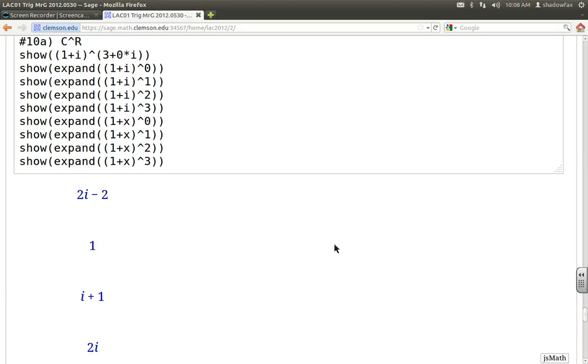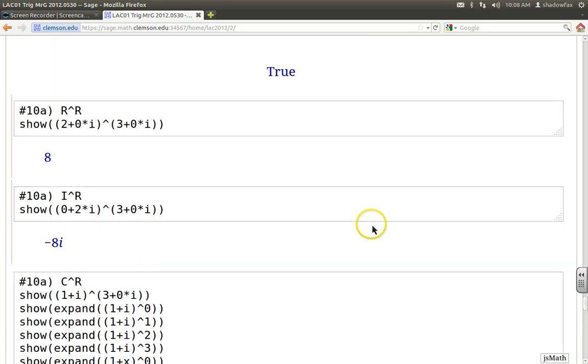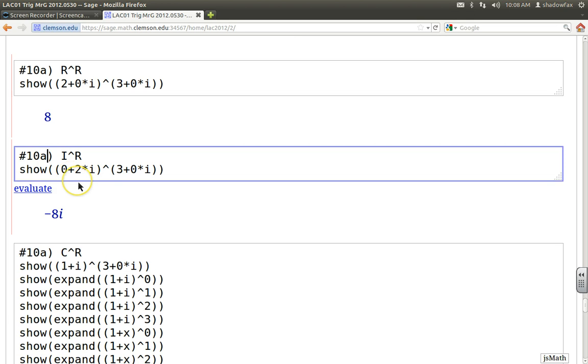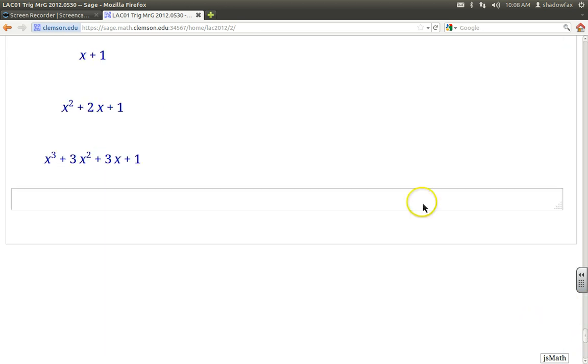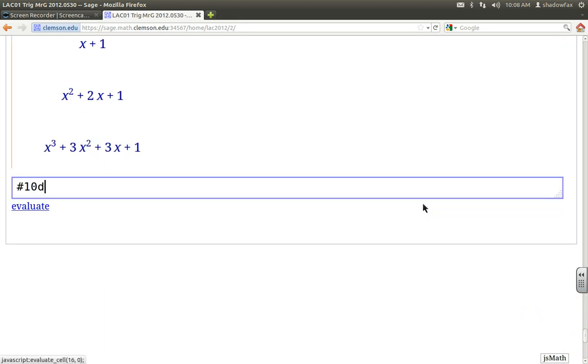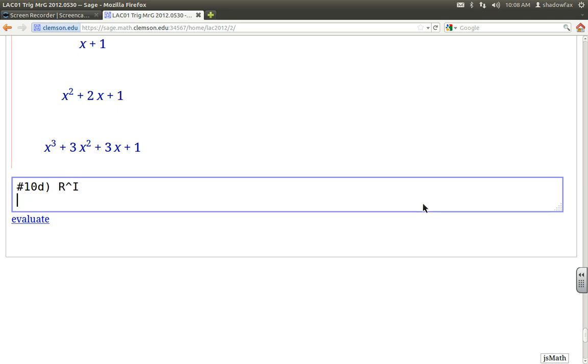What if you have an imaginary exponent? How about this? That's 10a and b and c. Sorry, I meant to call this c. All right, here's 10d. What do you get if you do a real to an imaginary? Like 2 plus 0 times i, and just making a point that it's also complex, to the 0 plus 3i. In other words, 2 to the 3i.